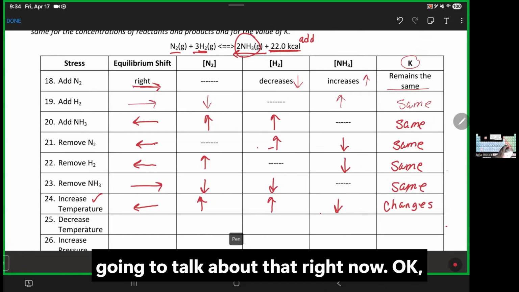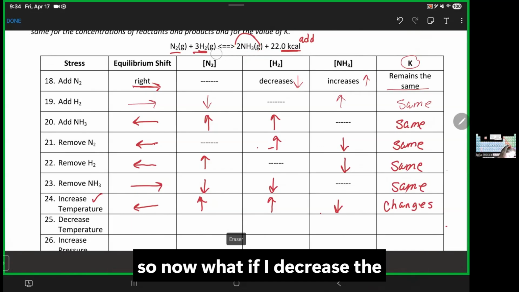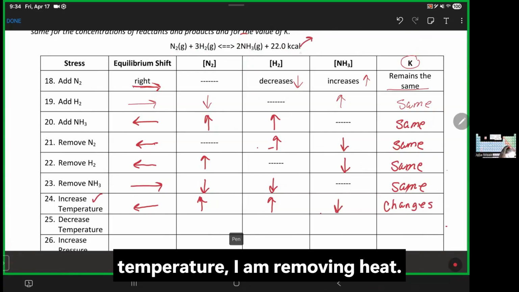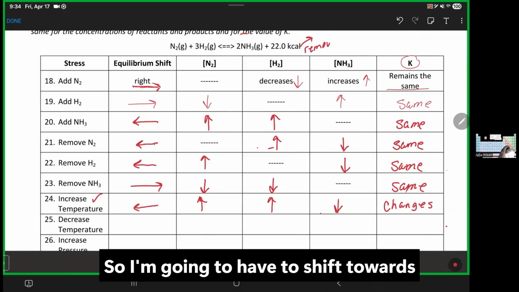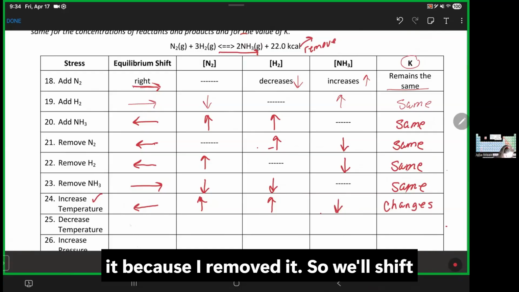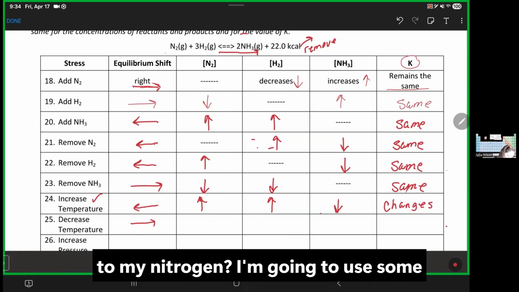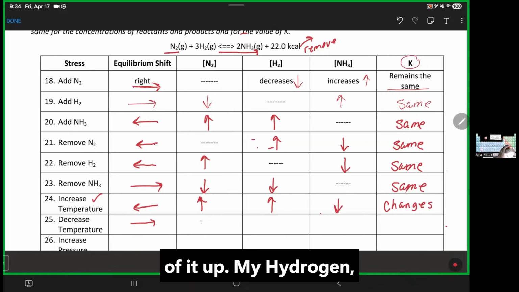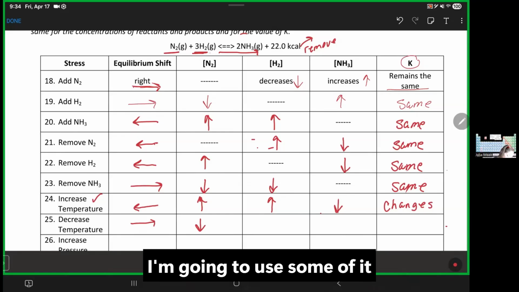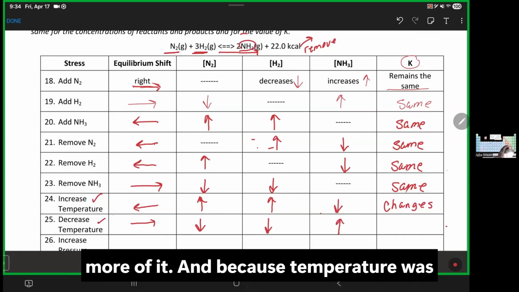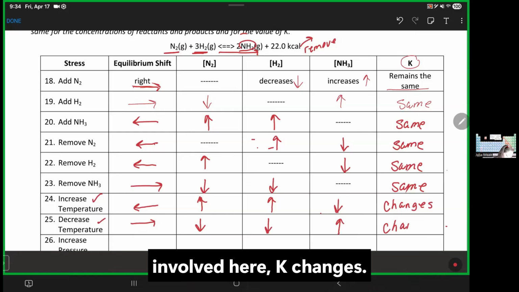Okay, so now what if I decrease the temperature? So if I decrease the temperature, I am removing heat. So I'm going to have to shift towards it because I removed it. So we'll shift towards products. What's that going to do to my nitrogen? I'm going to use some of it up. My hydrogen, I'm going to use some of it up. My ammonia, I'm going to make more of it. And because temperature was involved, your K changes.